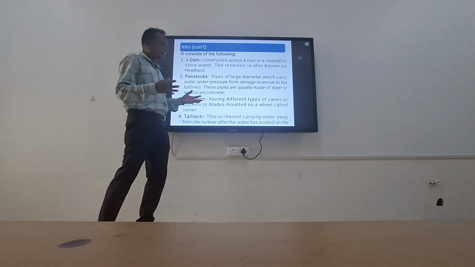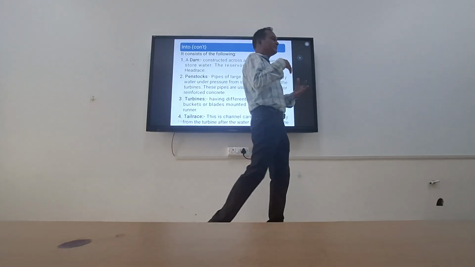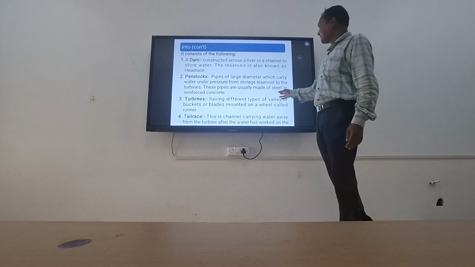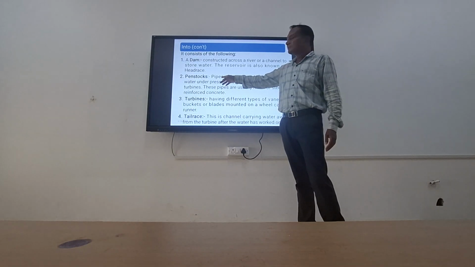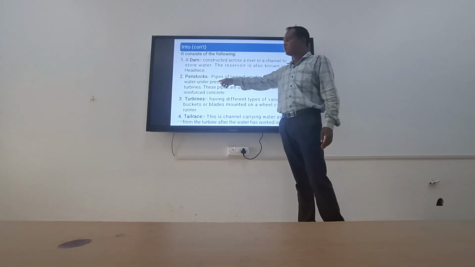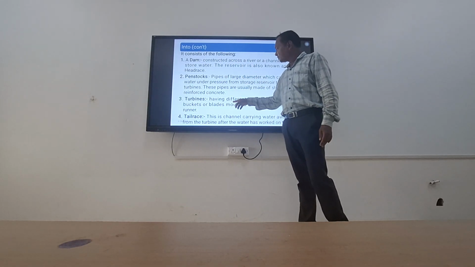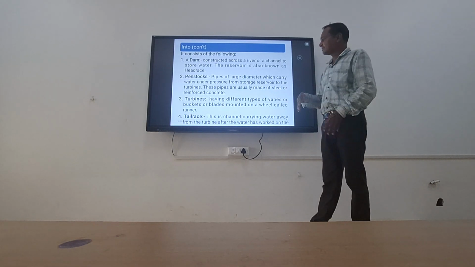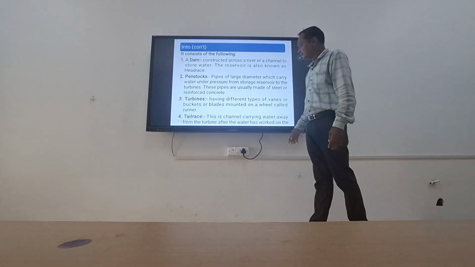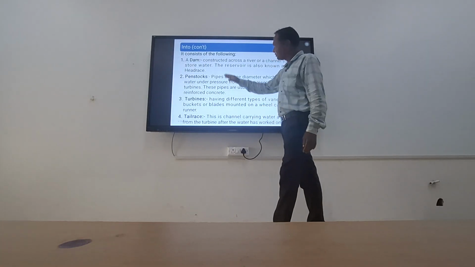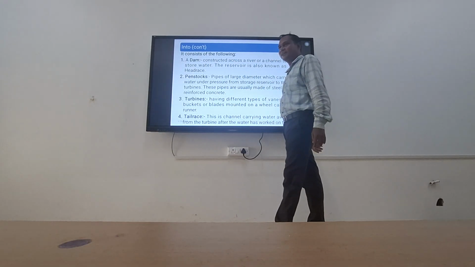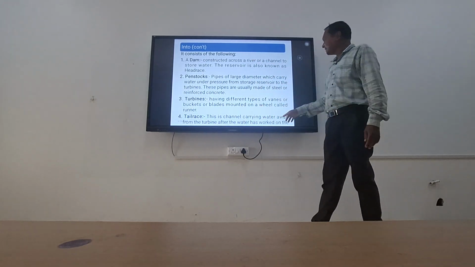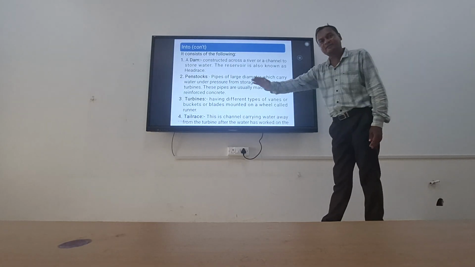In a turbine there are pockets, vanes or blades over the rotor, and those vanes are struck by the water flowing from the dam through the penstock. So those pockets or vanes rotate, and by that the shaft also rotates and we get the mechanical energy. Next is the tailrace. These are the four main parts of a hydroelectric power plant. Tailrace is the channel that carries water away from the turbine.